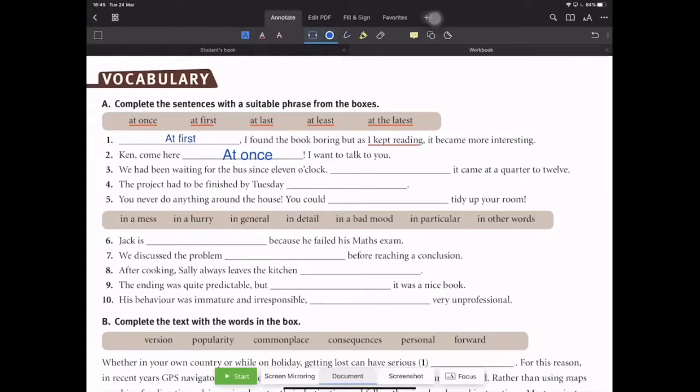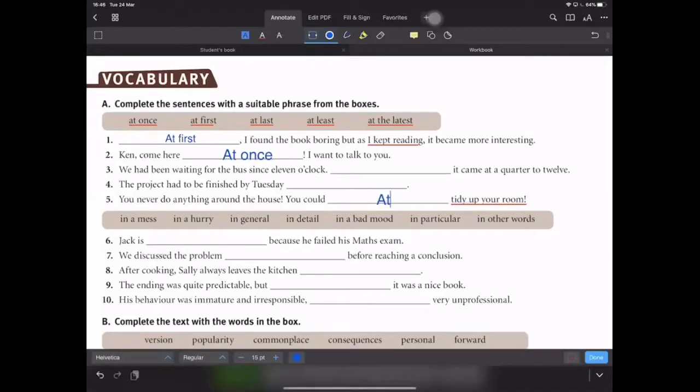And let's jump to number five. You never do anything around the house. You could blank tidy up your room. He doesn't do it at first, and although his room is a mess, so at least, okay, tidy up your room. يعني أقل قليل إنك ترتب غرفتك.